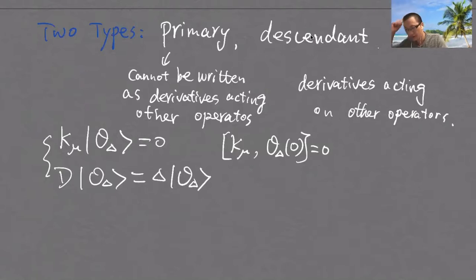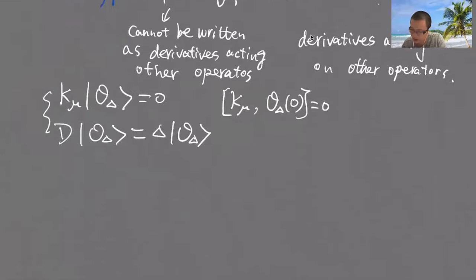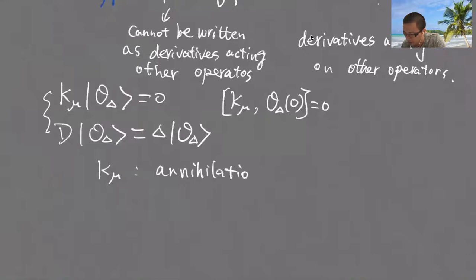Another important aspect is that the generator K mu really plays the role of an annihilation operator, whereas P mu plays the role of a creation operator.